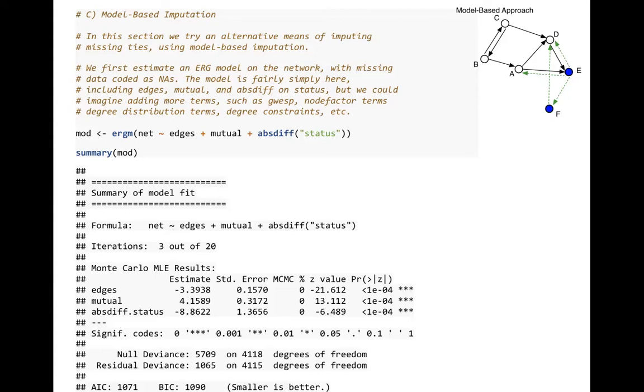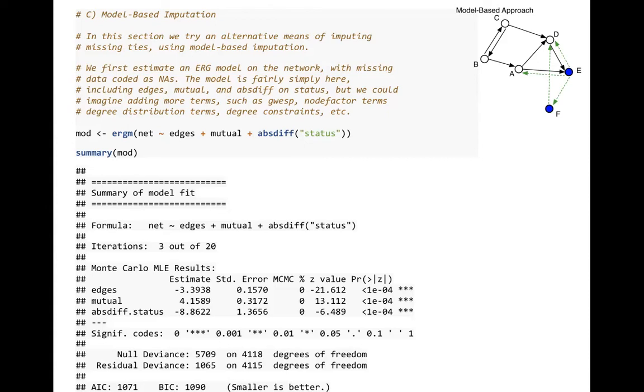What's the intuition here? We have a positive coefficient on mutual, and that tells us ties are more likely to exist if they're reciprocated than if they are asymmetric. As suggested before, when we use this to simulate or impute ties, the E to D edge should have higher weight or higher probability than the E to C edge, because the E to D edge would create a mutual tie, while the E to C edge, if you imputed it, would not.